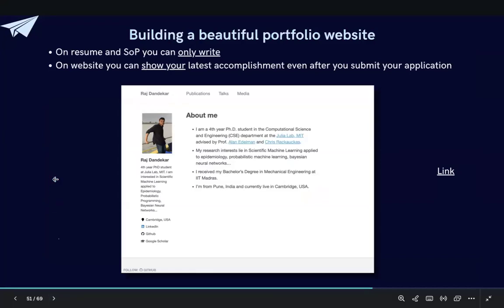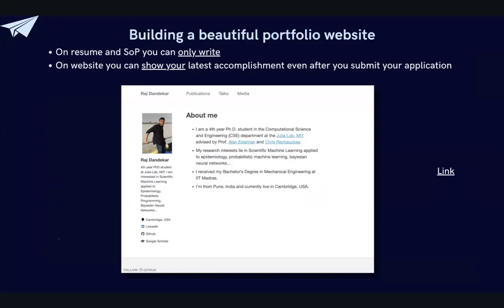Now I want to talk about building a portfolio website. So when I was talking about resume earlier, and I mentioned writing the link in the resume, in the publications part, what I meant was the link is going to direct the admissions committee to the portfolio website. So what does this portfolio website have? It tells them about yourself. So you can mention all your publications, all your awards, achievements. You can even add photos here, whatever you want.